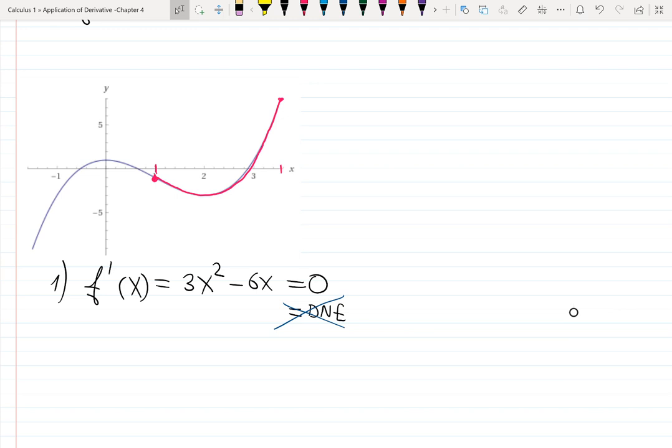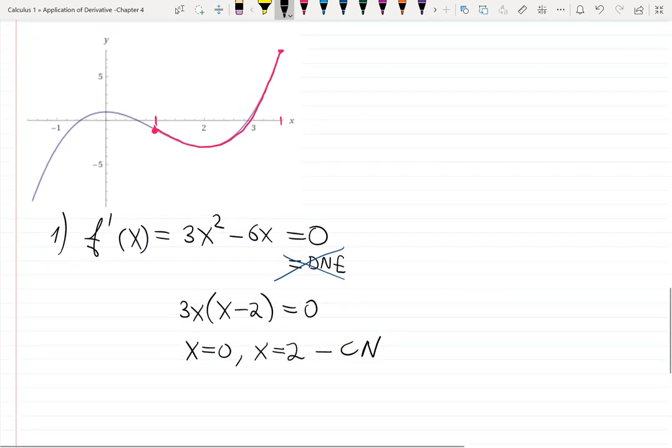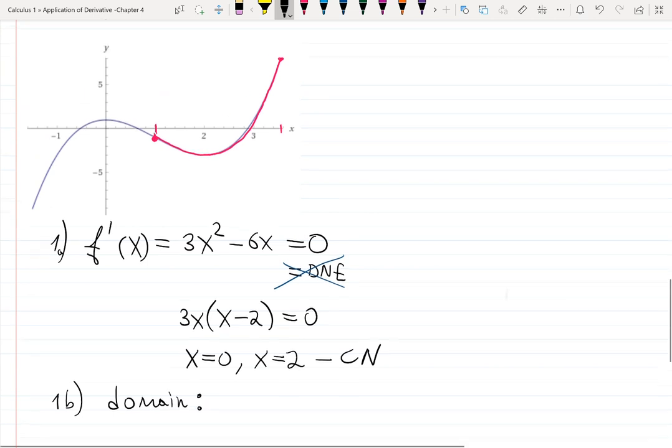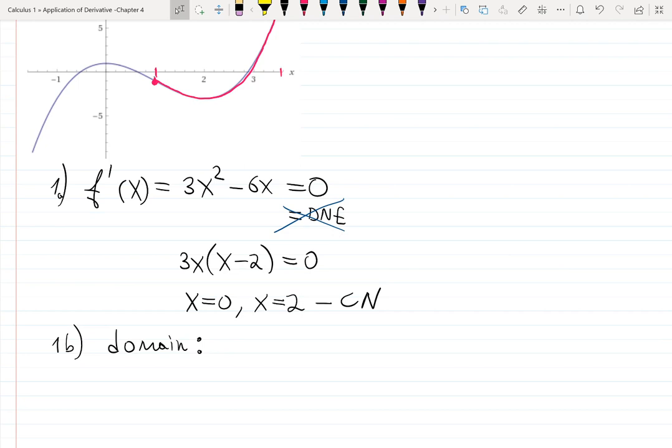To solve an equation like this for 0, I recommend you factor out 3x. Then it's going to be x minus 2 equals 0. Then I have two roots, x equals 0 and x equals 2, and those are critical numbers. Now check if those critical numbers are in the domain. That's going to be 1a, 1b. The domain is, the cubic function exists everywhere, but it was cut from 1 to 4. Wow, so x equals 0 should be kicked out.